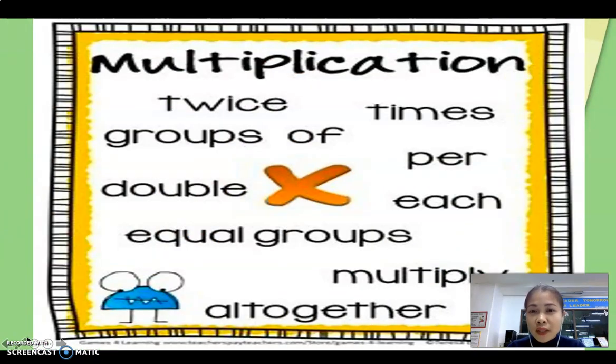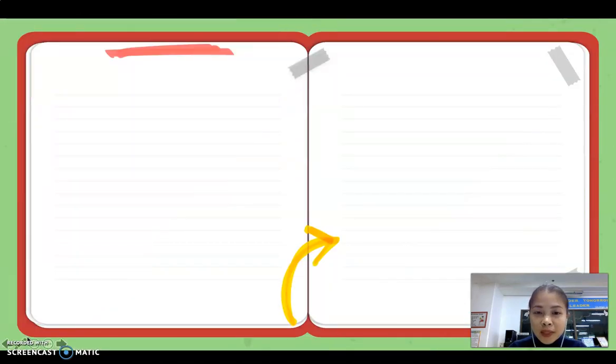Now, what are the keywords that we're going to use to know if it's multiplication of fractions, or to know if it's multiplication? So we have twice, groups of, or the word of, times, for each, groups, multiply, altogether. So those are some words that tell us that we're going to multiply.